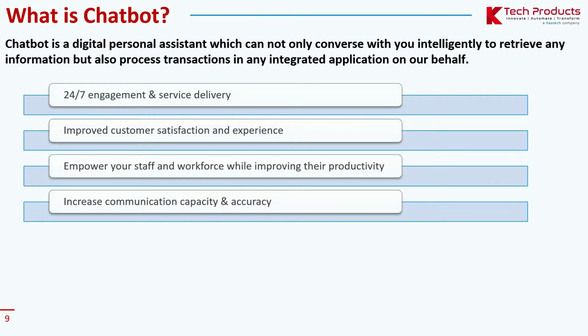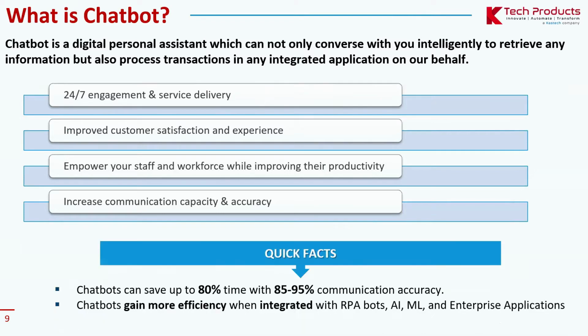So making these chatbots, training them, and making them very intelligent so that they understand our intent and give us the right information, that is something that is the need of the hour, because at home we are using that. So why not give the same thing to our employees, to our staff, to our customers? So with these chatbots, you can have 24 by 7 engagement and service delivery for your customers.